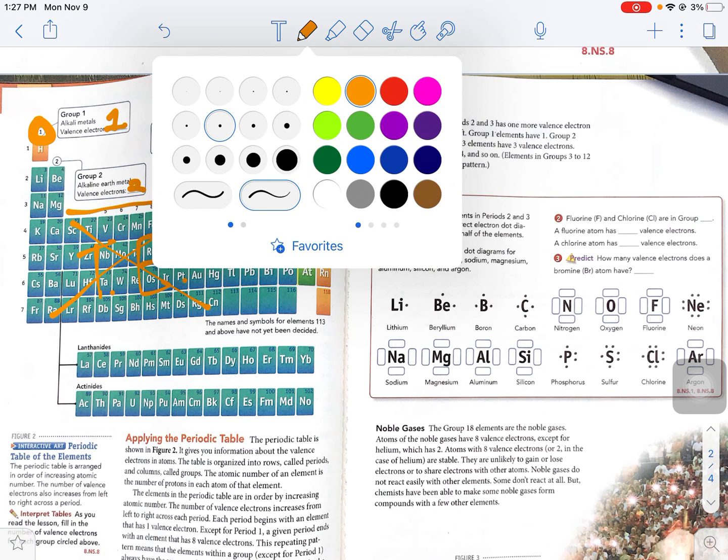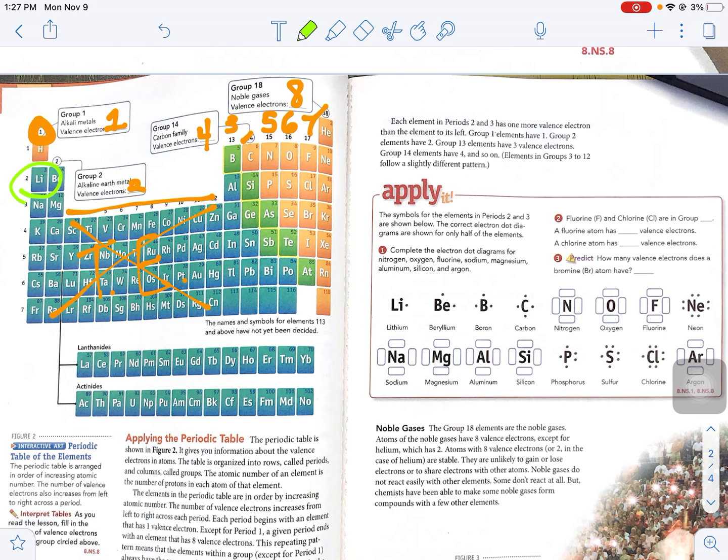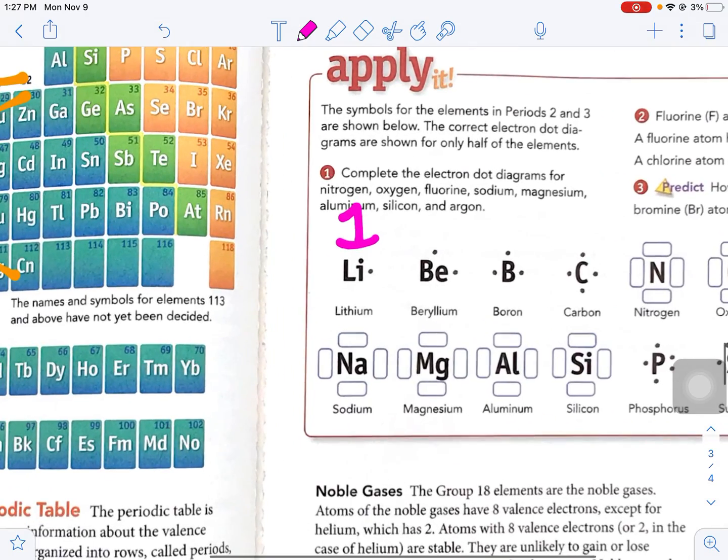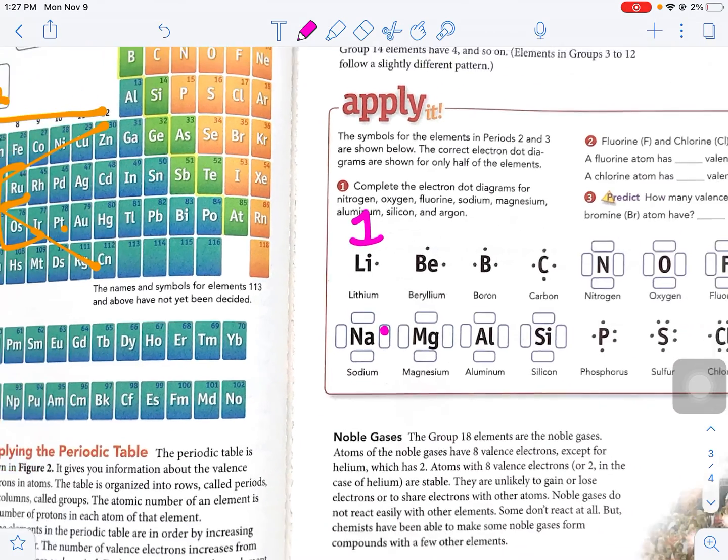Lithium, switching colors, lithium is going to be found right here in group 1, so it has 1 valence electron. If you look down beneath it, you see sodium. Sodium's right here in period 3 of group 1. So sodium, using a different color, you're going to find right here. So we can infer, because we know how patterns go, that that is going to give us the same 1 valence electron in sodium as it did in lithium, and you place it right in that same position that you see for lithium.